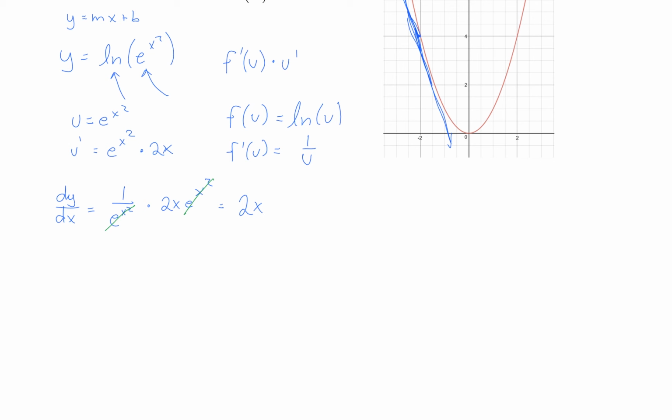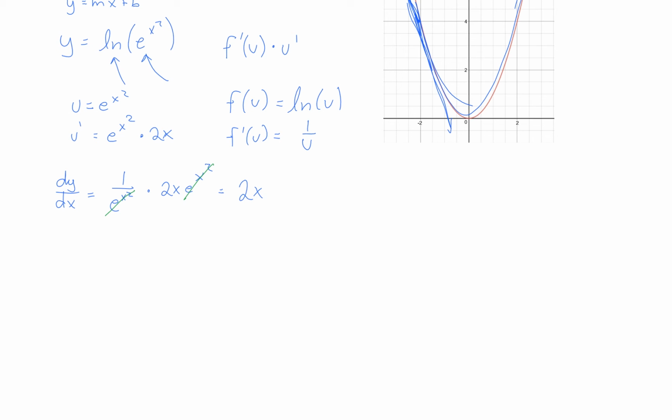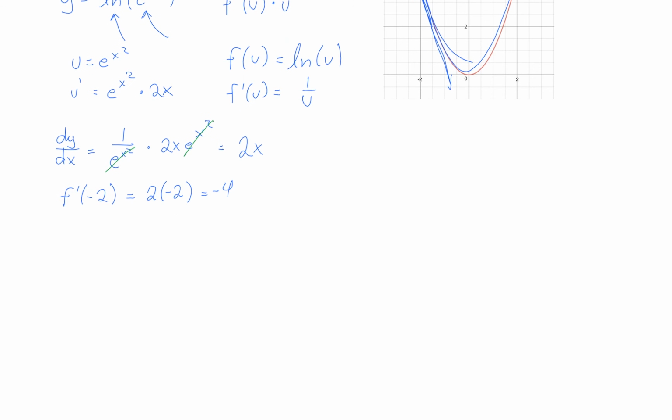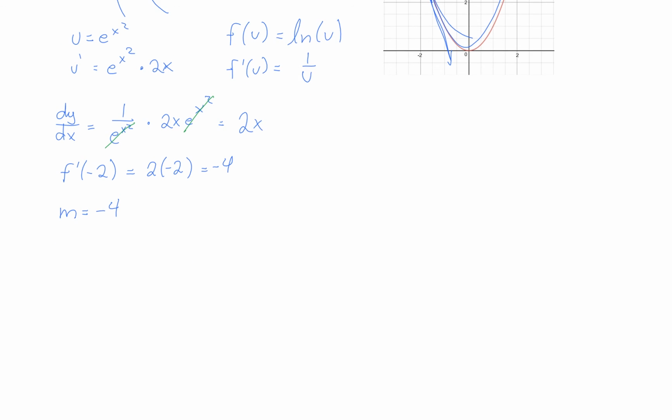So what that is telling me is that anywhere on this curve, the slope is going to equal 2x. But we are interested at the point -2, 4. Therefore, f prime of -2 is equal to 2 times -2, or -4. Or, with my notation up there, y equals mx plus b, my slope is equal to -4. At the point -2, 4, this guy right here, the slope is -4.